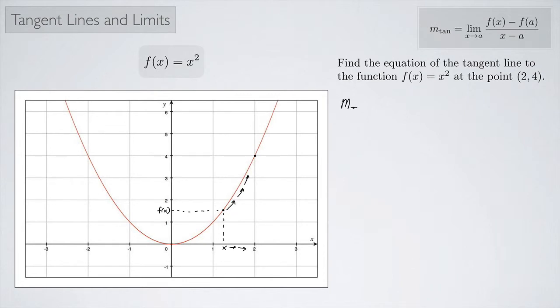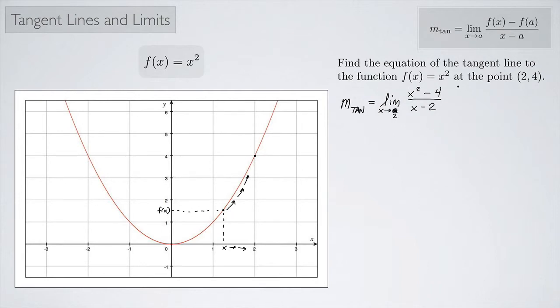Well, the slope of the tangent line is given by this formula up here, so it's the limit as x approaches a of f of x. Well, what's f of x? That's x squared, minus f of a. What's f of a? Well, a in this case is 2. So f of a would be 2 squared, or 4. Okay, and then we have x minus a, remember a is 2. Okay, so this a right here, we can actually think of this as 2.